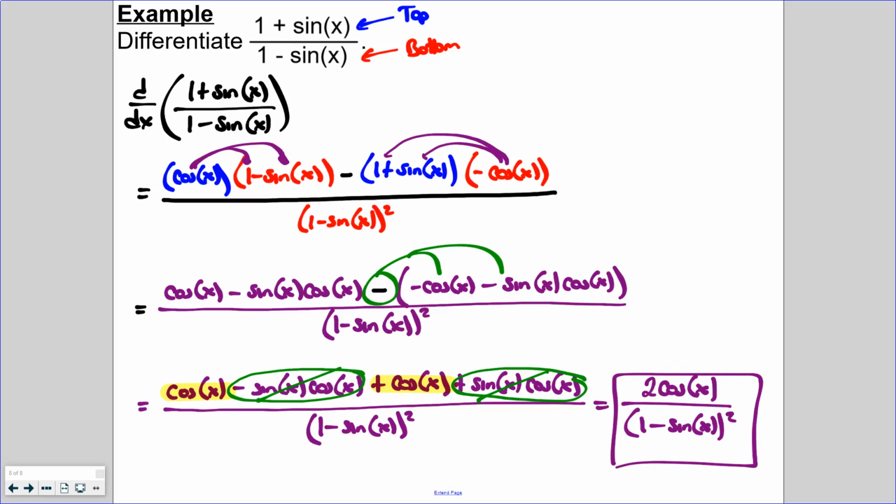All right, folks, and that is it. That is finding the derivative, that is using the product and quotient rule to find the derivative with sine and cosine.